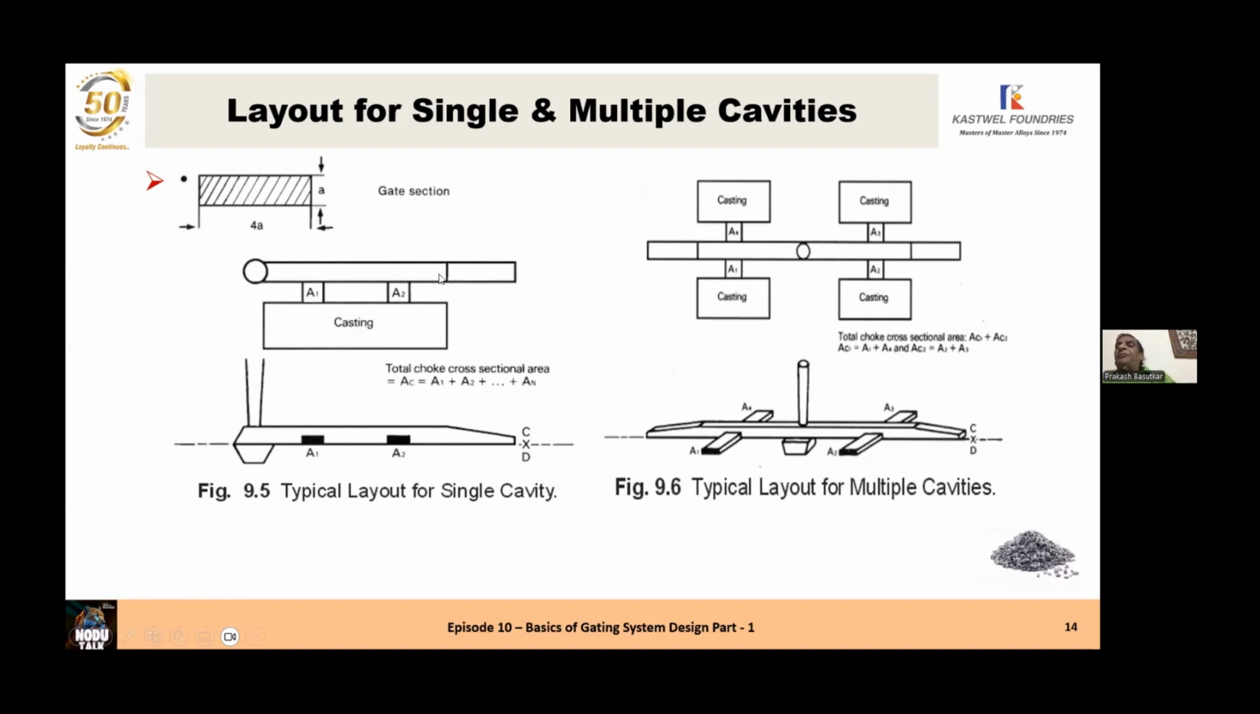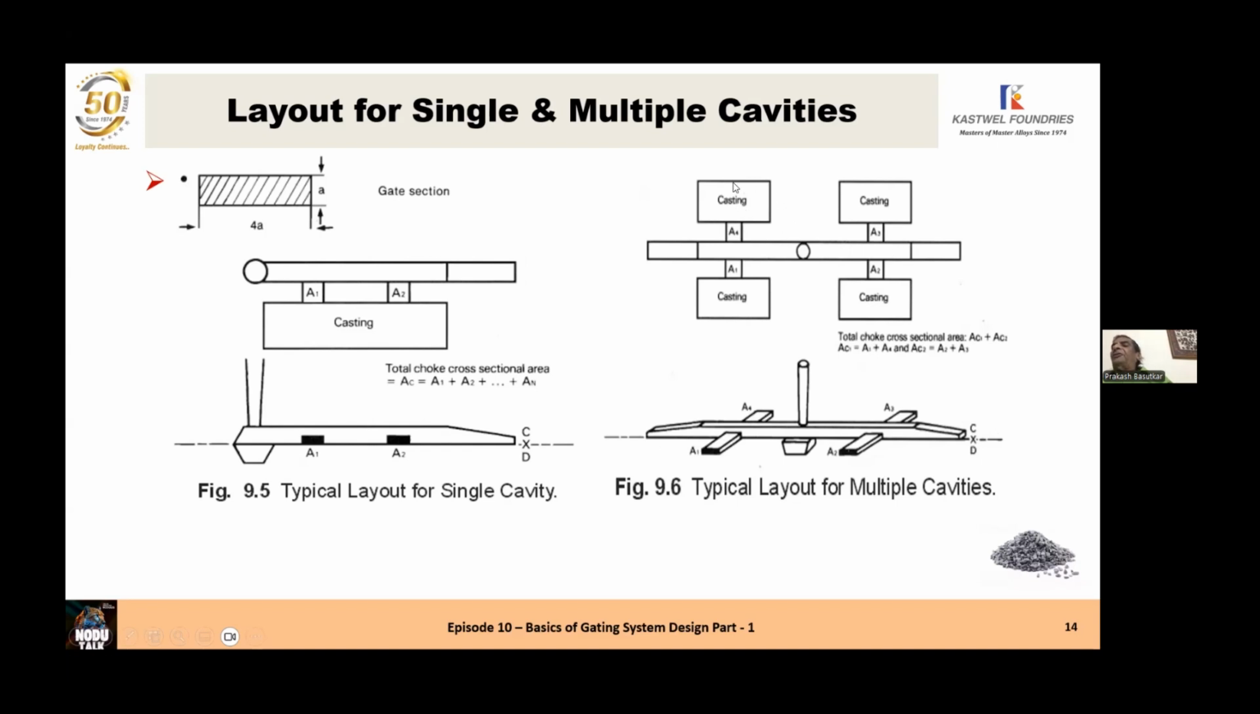Now, this system is feeding metal to one casting. In another case, you have multiple castings. You have 4 castings. So here you have the sprue in the middle, a runner on the left-hand side, and a runner on the right-hand side. On the left-hand runner, you have 2 casting cavities, one with in-gate A1, and on the right-hand side, the second casting cavity with in-gate A2. On the top, you have the third casting cavity with in-gate A3. And on the left-hand side, the fourth casting cavity with in-gate A4.